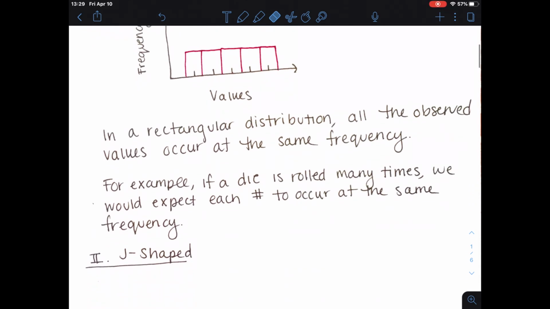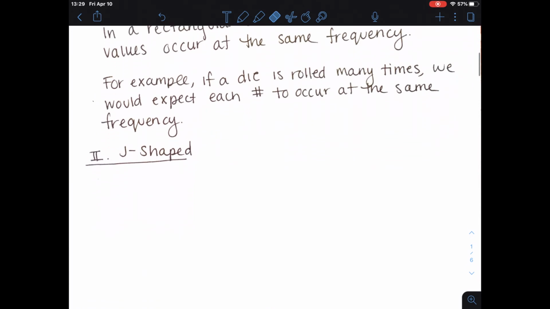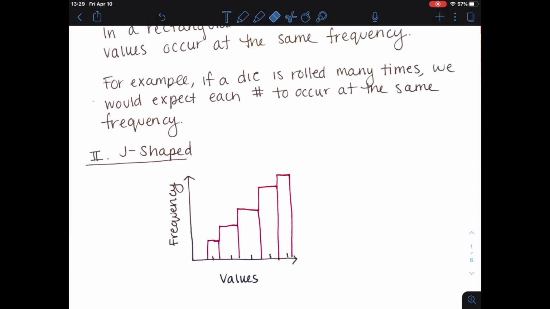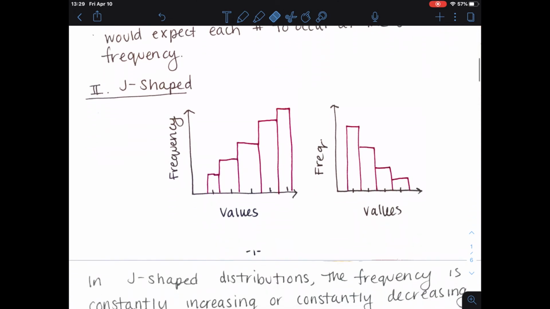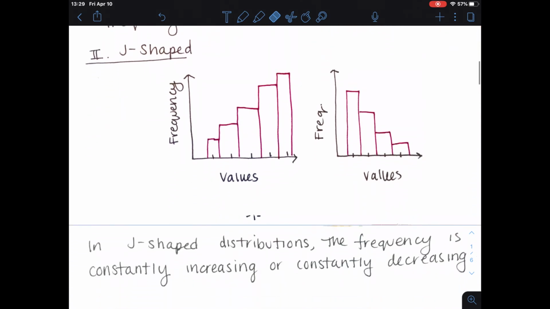Okay. The next shape we have is a J-shaped because it's going to be constantly increasing or constantly decreasing. So overall, there's this kind of arching J over top. It's not quite a J, but it's close to it. Or it's going to constantly be decreasing. So J-shaped distributions have to be doing one or the other. I can't suddenly have another one that's up here. That would be a completely different shape.